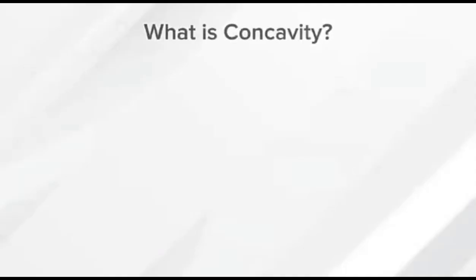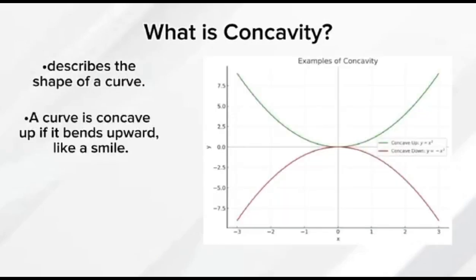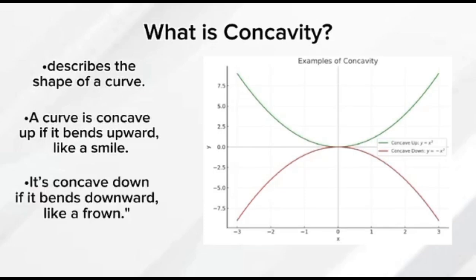Hi everyone! Today, we're learning about concavity, a concept in math that helps us understand how a curve bends. Let's keep it simple and straightforward. So what is concavity? Concavity describes the shape of a curve. A curve is concave up if it bends upward like a smile. It is concave down if it bends downward like a frown.